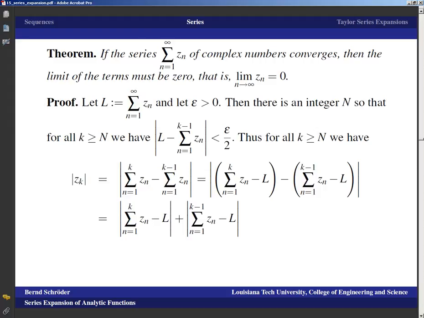Now we use the triangular inequality, so this should be less than or equal. And now it is less than or equal. Well, and now we realize that this difference here, because of the way we chose our cutoff, is less than epsilon halves, and the other one is less than epsilon halves also. And that means that's epsilon, and that means that the zk's go to 0, because the definition of the limit of the zk's being 0 is that for every epsilon greater than 0, there is an integer n, so that for all k greater or equal than n, we have that the absolute value of zk is smaller than epsilon.